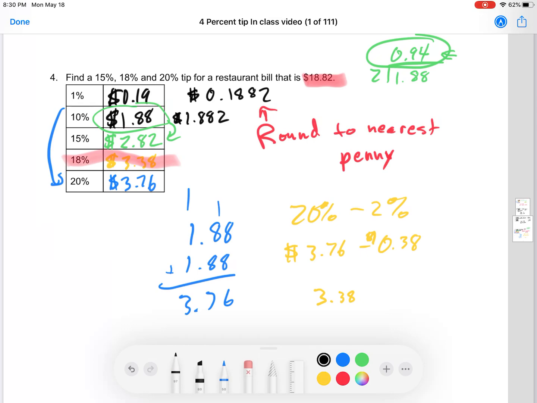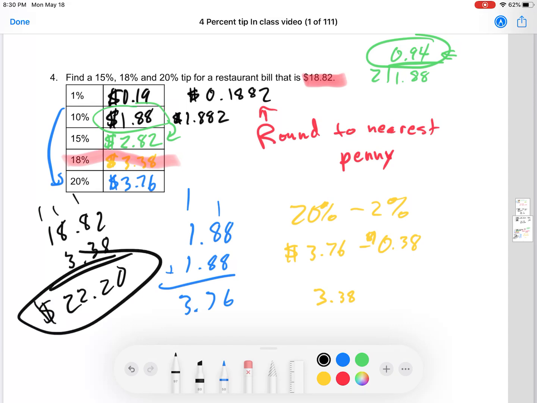you would end up paying them the $18.82 for the meal plus the $3.38 to pay for that, right? And that's not totally uncommon. There we go. 2220 would be a bill that you could be paying for then for that. Okay. If you have any other questions, please let me know.